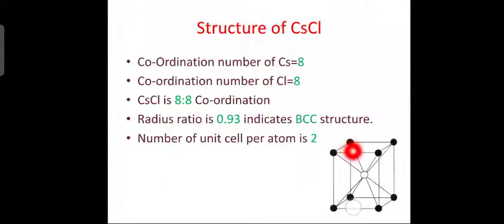Why is it body centered cubic structure? Suppose if 8 are chloride ions, then cesium will be present inside. One cesium ion will be present inside the body of the crystal. Therefore the number of atoms per unit cell is 2.